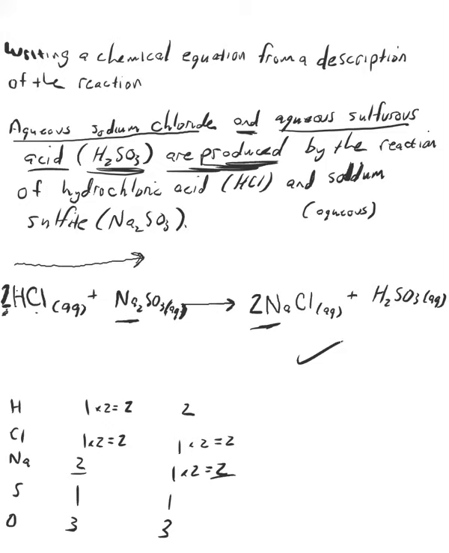So again, just to review, I started on the left side. I looked at the first element that wasn't balanced, and it just turns out that the first element on the left wasn't balanced. So I balanced it first, the hydrogen. Then I just kept in check. Okay, changing the hydrogen is also changing the chlorine. So I had to take that into account, that we now had 2 chlorines.